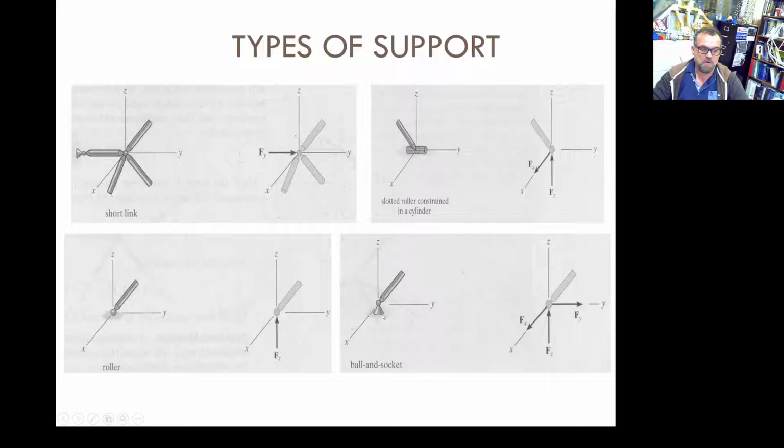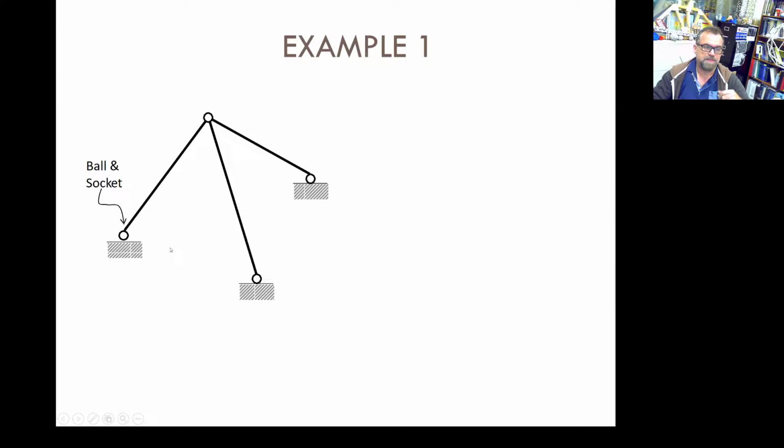Ball and socket is one of the most common types. Ball and socket is just 3 forces and no moment in any direction. And the roller is the same in 2D as 3D. You don't have fixed supports here, of course, because if it's a truss, you cannot have moments at the joints. Otherwise, it wouldn't be a truss.